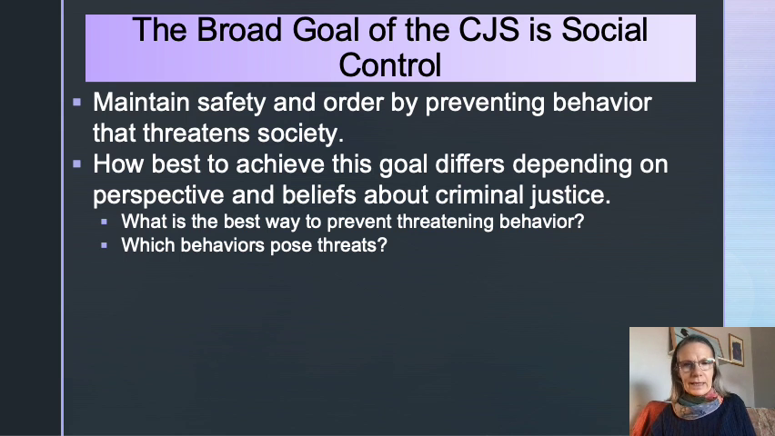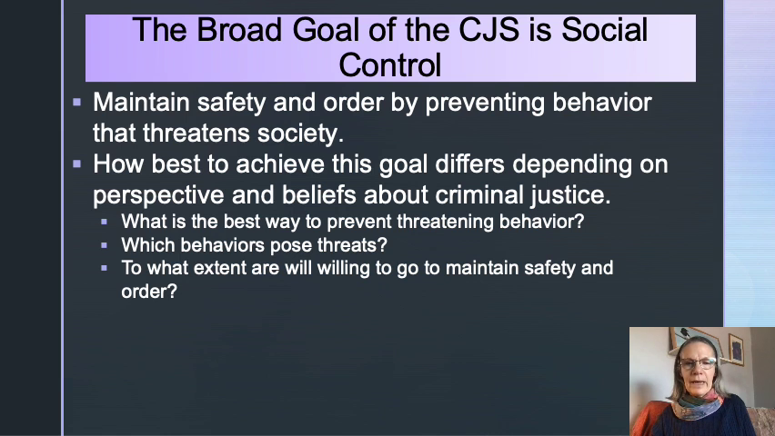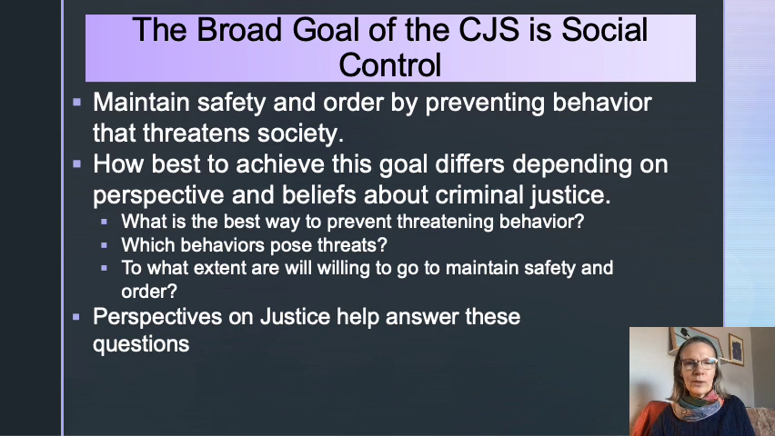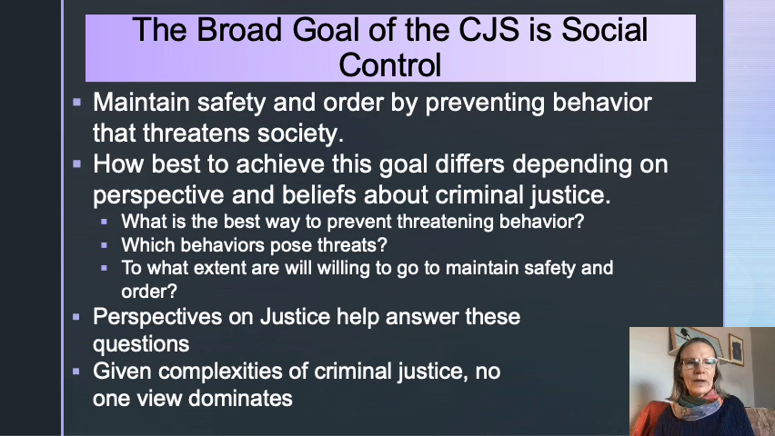So you're going to see that there are disagreements in terms of what behaviors pose threats, and also to what extent are we willing to go to maintain safety and order. How much money do we want to spend? How many cops do we need on the street to achieve these goals? How much money do we want to spend on corrections? And are those things even effective? Keep those in mind when you're learning about these different perspectives, because the perspectives on justice help answer these questions.